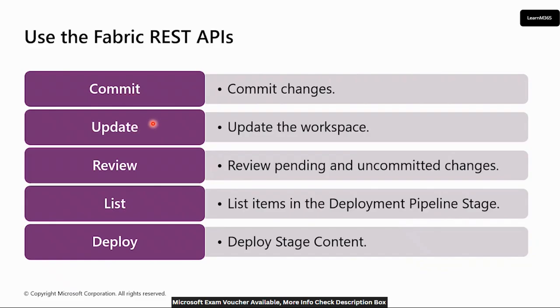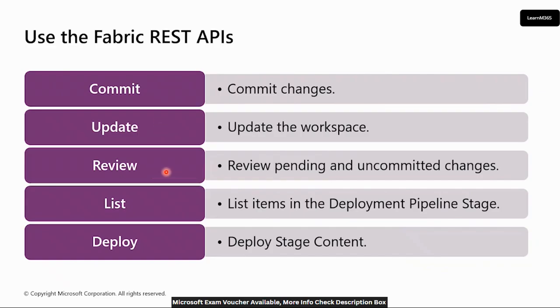Then we have update. Update means we can update the workspace with the commits pushed to the connected branch. Basically, whatever commits we push to the branches, we can update the workspace with that. So it pushes the updates to or from the connected workspace. This is very useful for syncing environments.